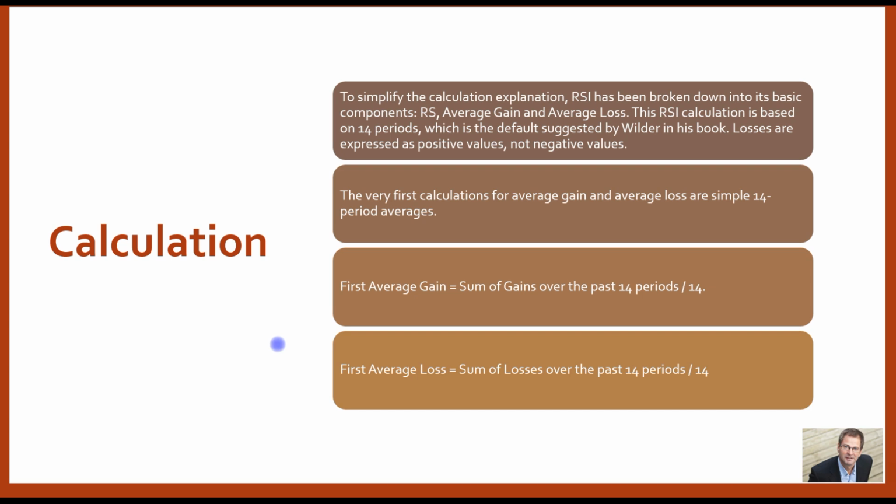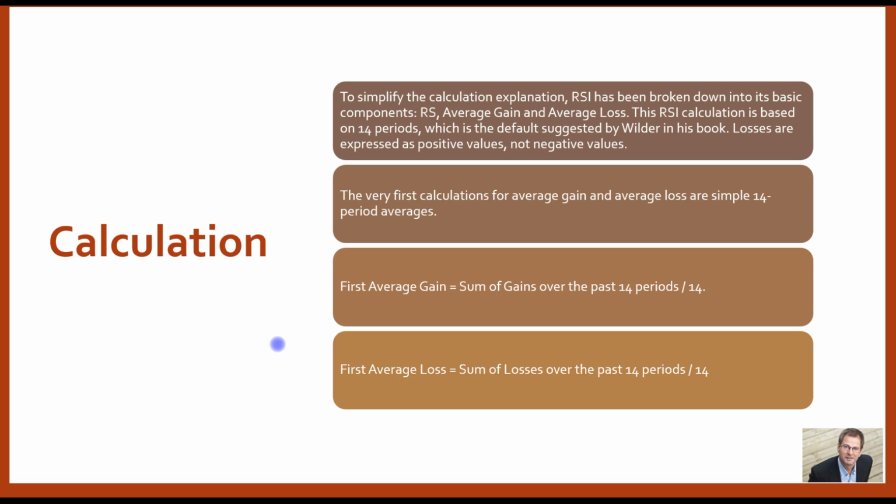So to simplify the calculation, RSI has been broken down into two basic components: RS, which gives you the average gain and the average loss. The RSI calculation is based on 14 periods, whether it's 14 1-hour, 14 15-minute closes, or 14 days, which is the default suggested by Wilder. Losses are expressed as positive values, not negative values, because what we're calculating is the difference or the sum of the gains or the losses, but not added together.